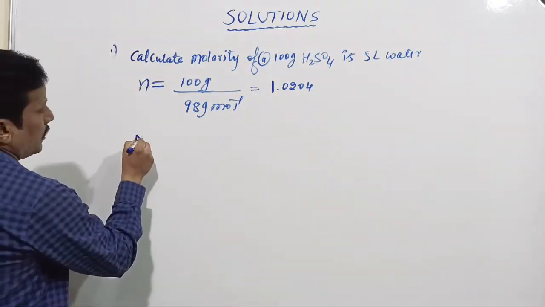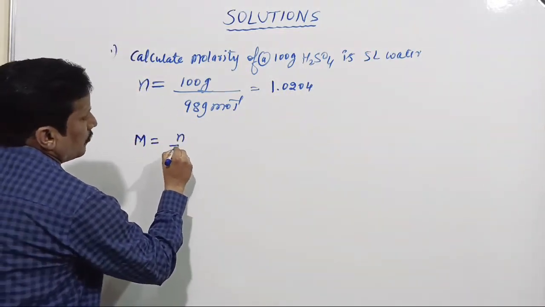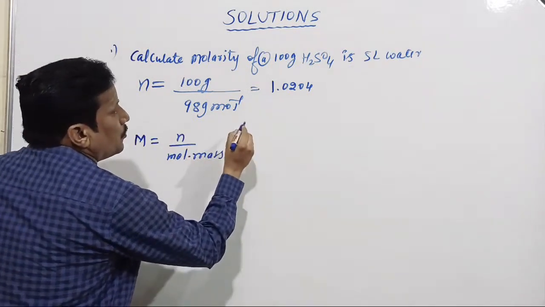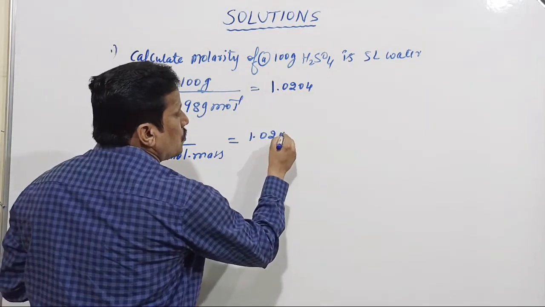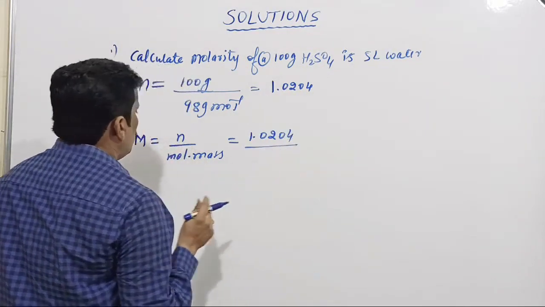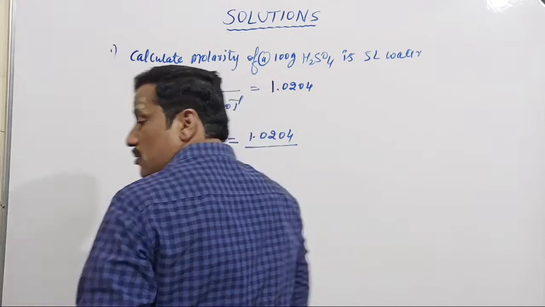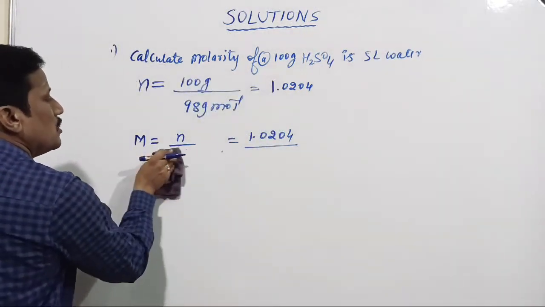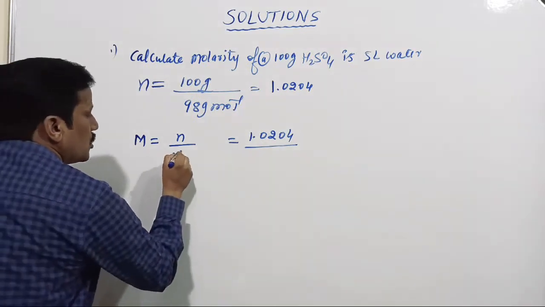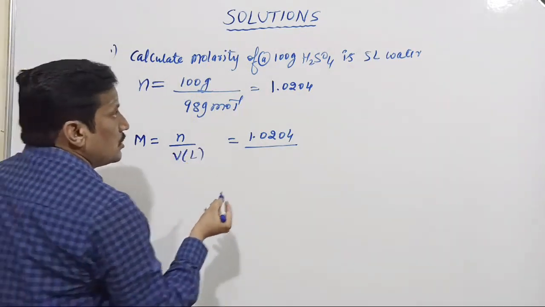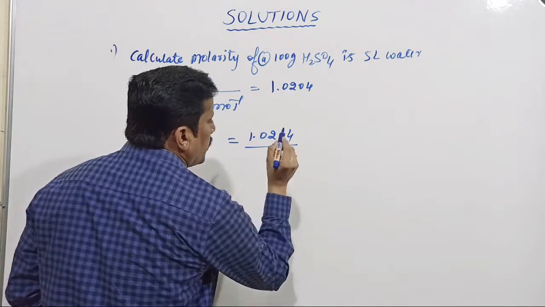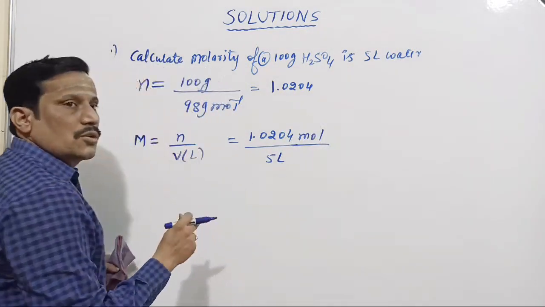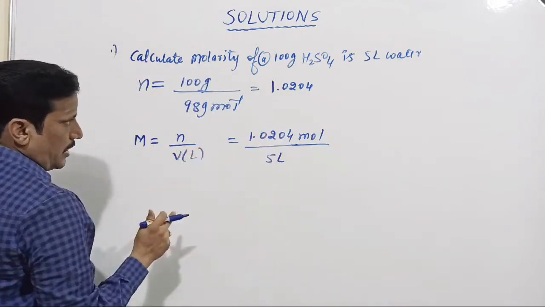Then we go for molarity. Molarity is equal to number of moles divided by, not molecular mass, the volume of the solution in liter. Number of moles is 1.0204, and the volume of the solution is 5 liter. We have 1.0204 divided by 5 liter.